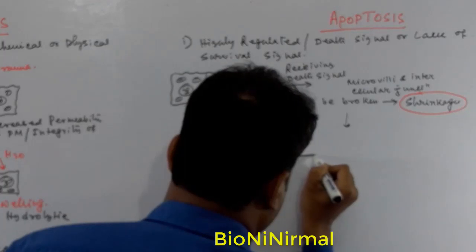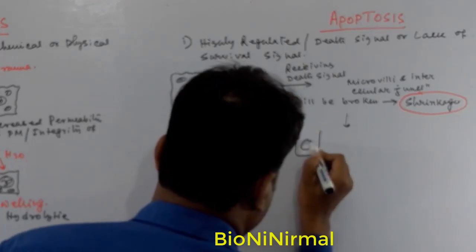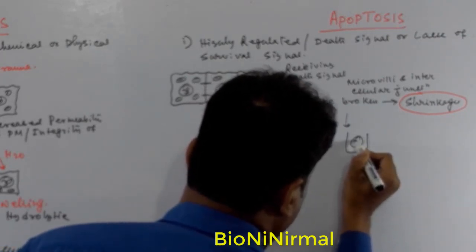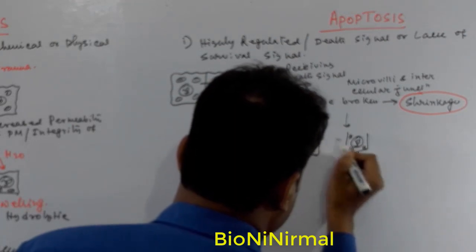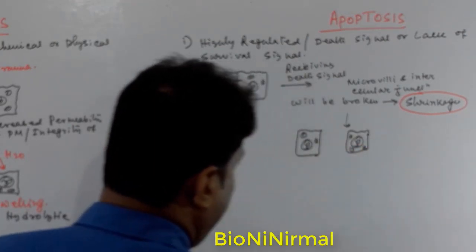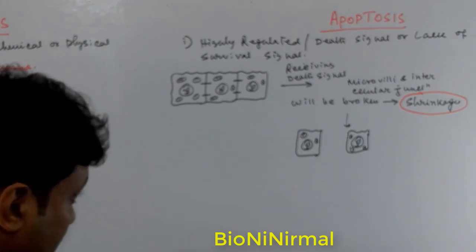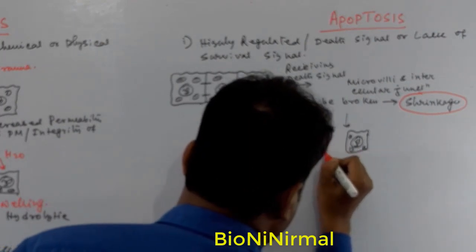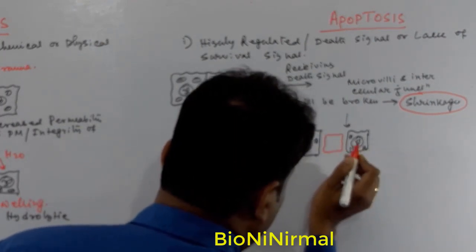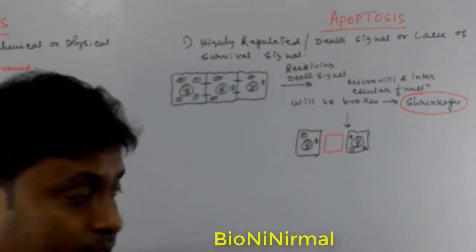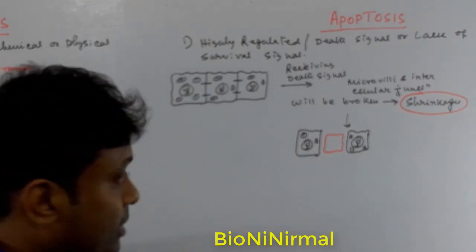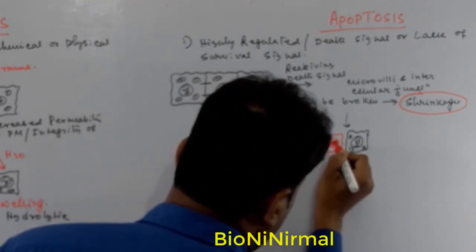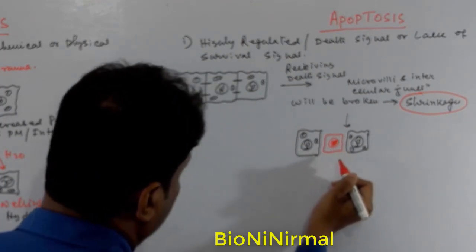Here is the normal cell, and these are the organelles and microvilli. The cell shrinks, and these cells detach from the neighboring cells because the intercellular junctions are broken down. The next step is the condensation of the chromosome.